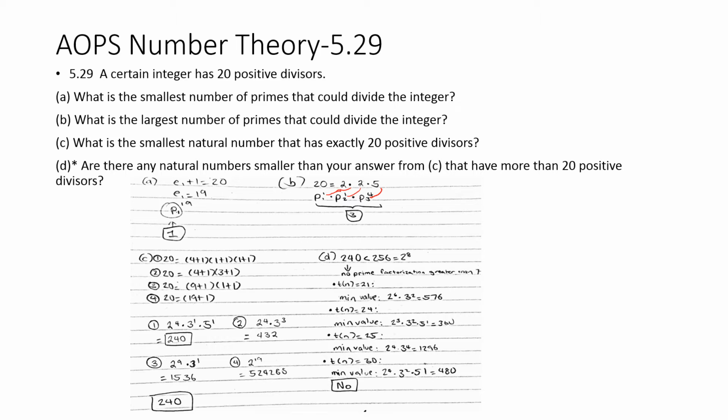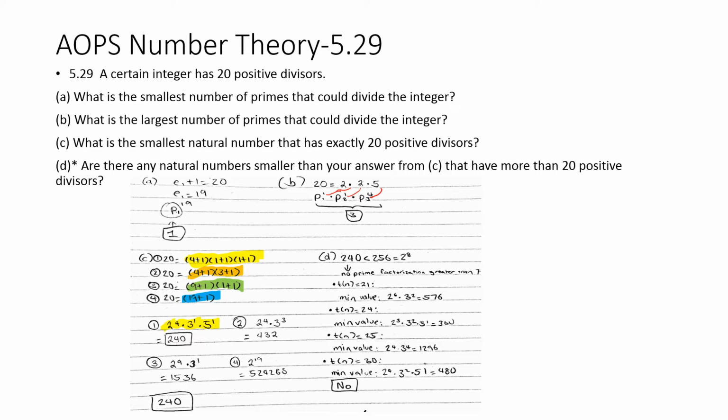So, 20 is equal to (4 plus 1) times (1 plus 1) times (1 plus 1), and it's also equal to (4 plus 1) times (3 plus 1), and it's also equal to (9 plus 1) times (1 plus 1), and it's also equal to 19 plus 1. So, if you try the first one, (4 plus 1) times (1 plus 1) times (1 plus 1), then the smallest value would be 2 to the power of 4 times 3 to the power of 1 times 5 to the power of 1, which is 240, which probably won't be the smallest, but it could be.